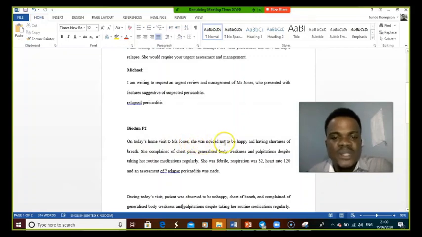You now say she was noticed not to be happy. Instead of using this negative, not to be happy, why not say she was noticed to be unhappy and having shortness of breath? She complained of chest pain, generalized body weakness, and palpitations despite taking her routine medications regularly. She was febrile, respiration was 32, heart rate 120, and an assessment of relapsed pericarditis was made.